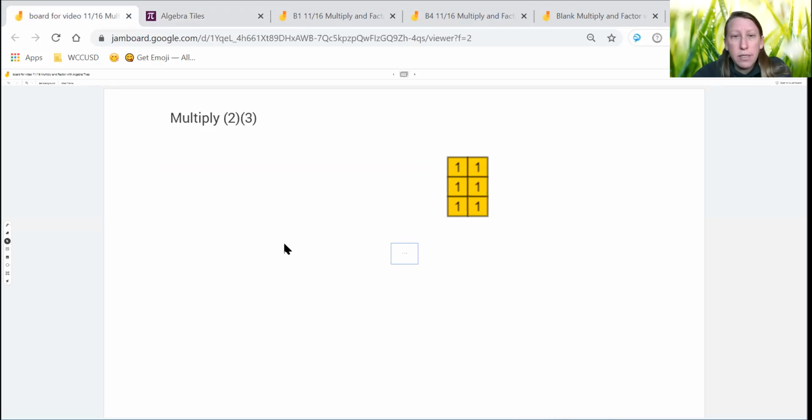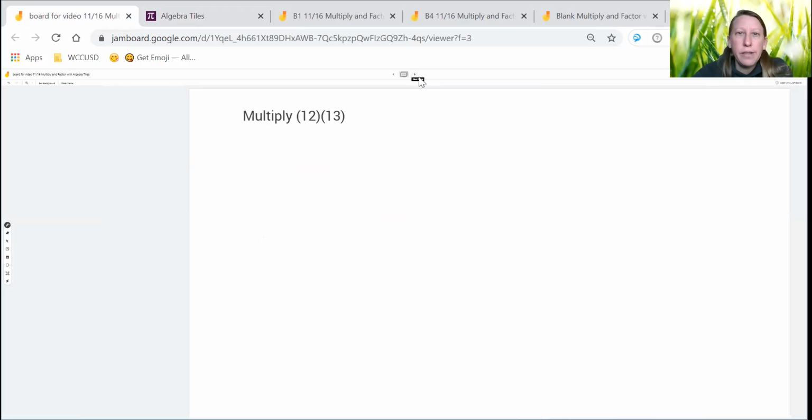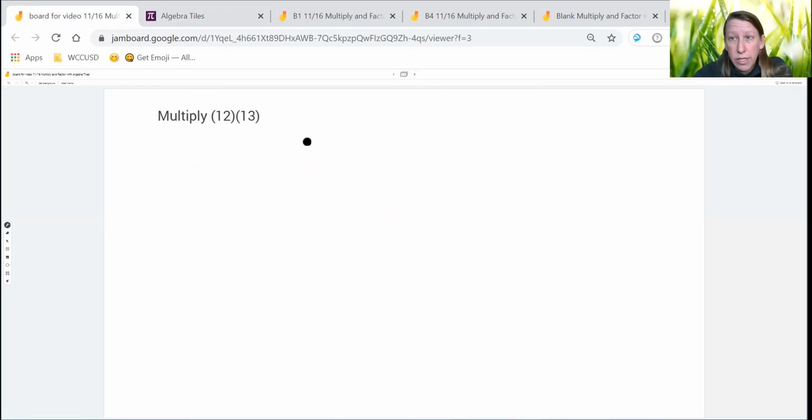So what that means is when we model multiplication, we can see it as a rectangle with side lengths 2 and 3. And the answer to this problem is 6. We can also see it as a rectangle as 2 times 3. The answer is 6. All right, what about 12 times 13?